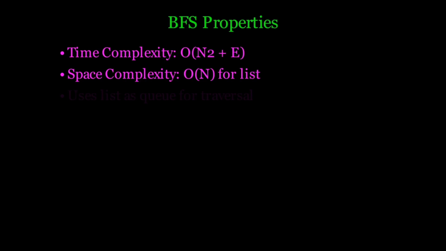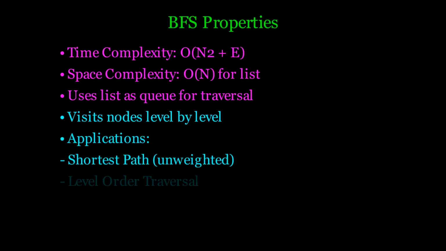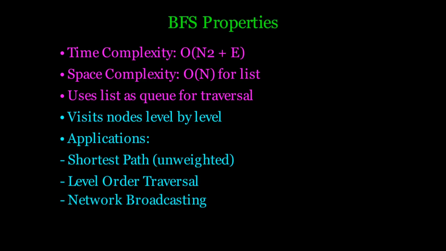BFS uses a queue to traverse the graph level by level, ensuring the nodes closer to the start are visited first. This is particularly useful for finding the shortest path in an unweighted graph. Other applications include level order traversal in trees, network broadcasting, and solving puzzles like the shortest path in a maze. So that's all about BFS.